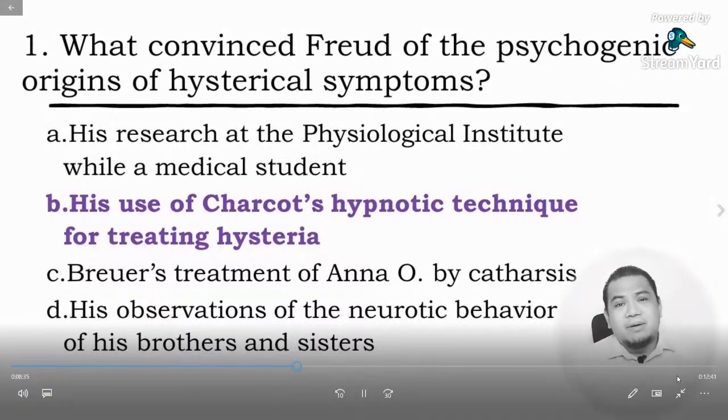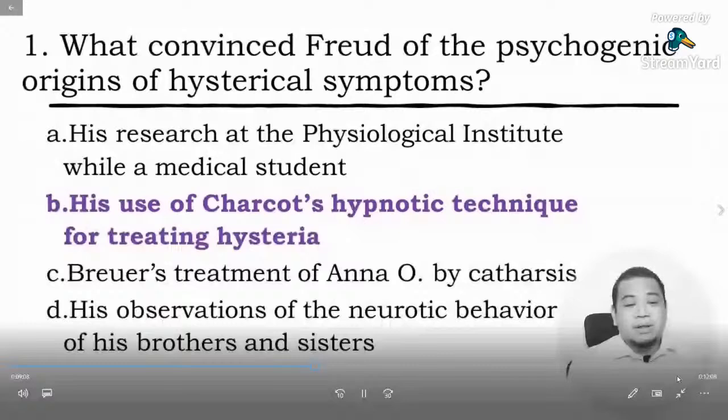In 1885, Freud received a traveling grant from the University of Vienna and decided to study in Paris with the famous French neurologist Jean-Martin Charcot. He spent 4 months with Charcot, from whom he learned the hypnotic technique for treating hysteria, a disorder typically characterized by paralysis or improper functions of certain parts of the body. And through hypnosis, Freud became convinced of a psychogenic and sexual origin of hysterical symptoms.